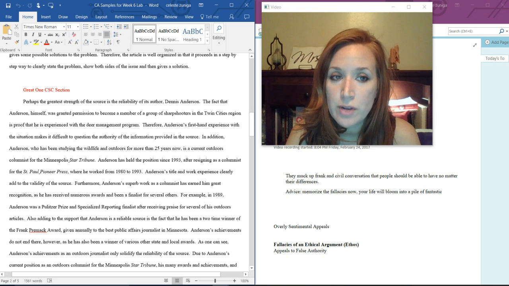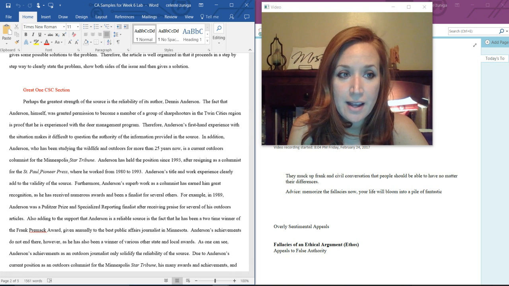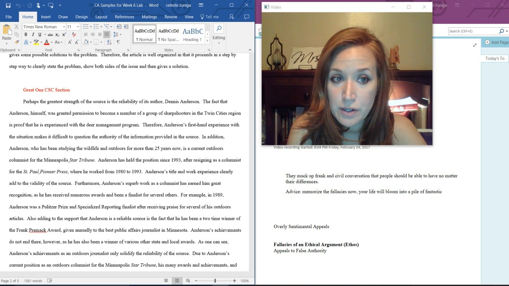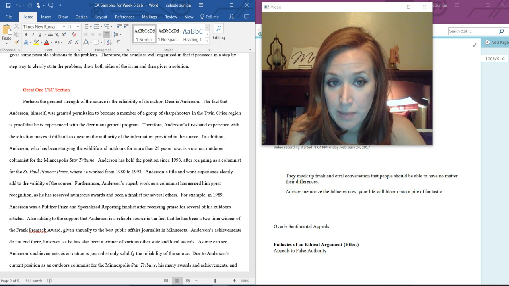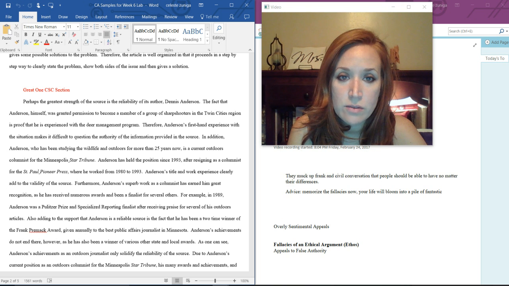Perhaps the greatest strength of the source is reliability of its author, Dennis Anderson. The fact that Anderson himself was granted permission to become a member of a group of sharpshooters in the Twin Cities region is proof that he is experienced with the deer management program. Fantastic. So obviously this student has some very good writing skills. They know to use the author's last name. They also know how to kind of talk in a professional conversational tone.